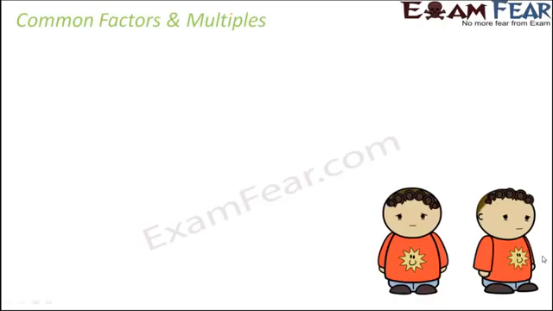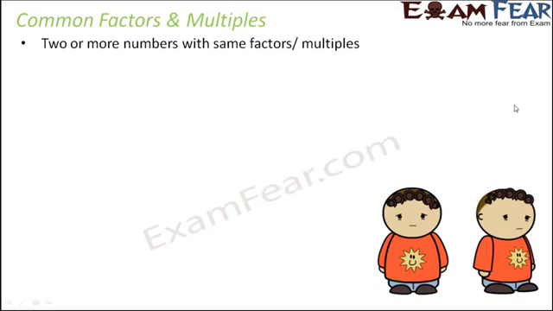Now that we have learned so much about factors, multiples and divisibility, we will talk about something very interesting. That is common factors and multiples. Now you might be thinking, what does that mean? Common factors and multiples. So these are basically those numbers with same factors or same multiples. So do you think that two numbers can have the same multiple? Yes, of course they can have.